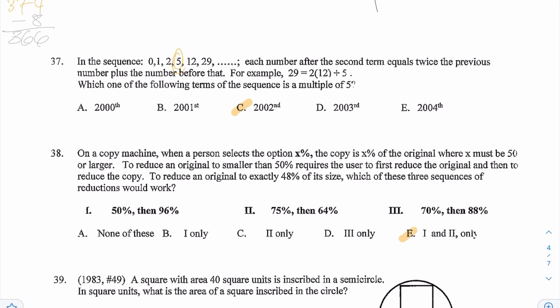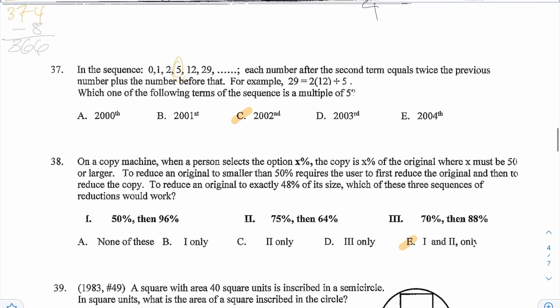And then you just keep writing the next couple ones to see if we notice a pattern. The pattern here is twice the previous number, so it'll be 29 times 2. And you have to add the number before that. So you have to add this 12, and you get a multiple of 5, that's 70.